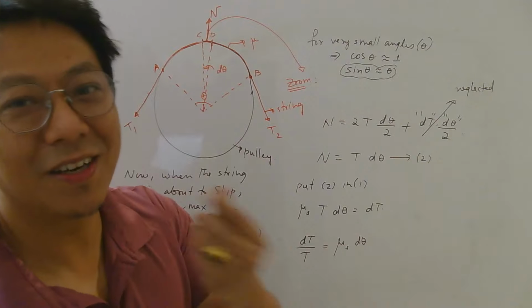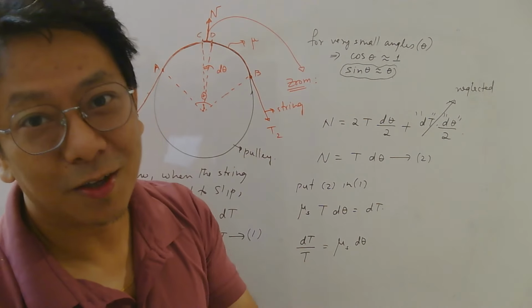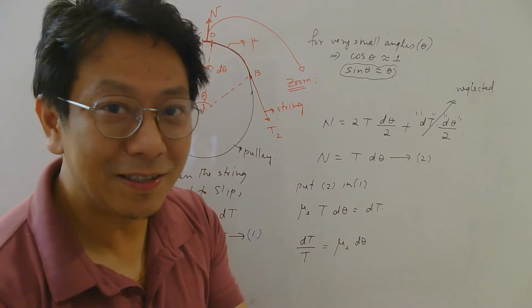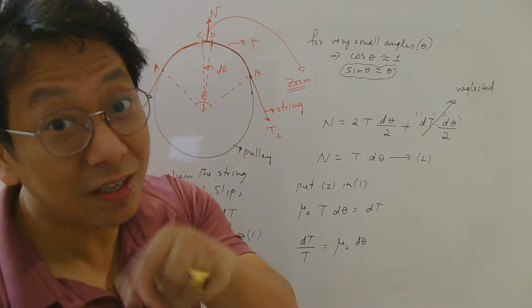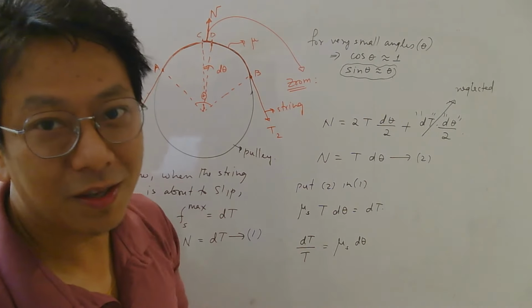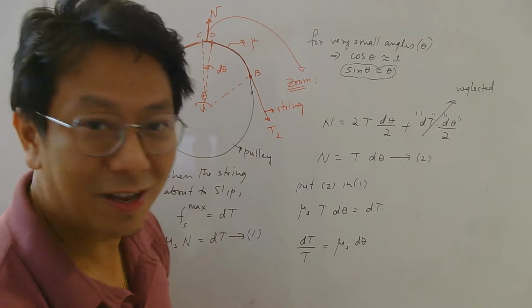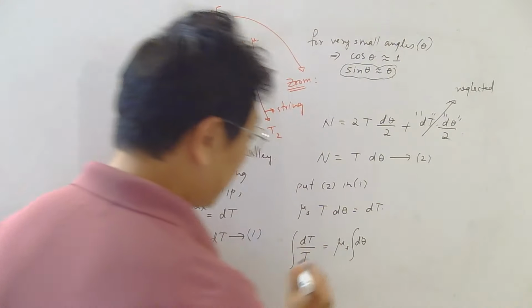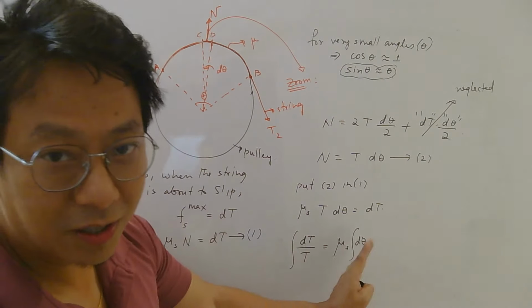All these things we already learned in class 11 when we derived those equations of motion, right? V equals U plus AT, S equals UT plus half AT square, using the calculus method. We do the same thing. First we separate the variables, then we do integration. So let me take integration both sides. Remember mu s is constant, so it comes outside.